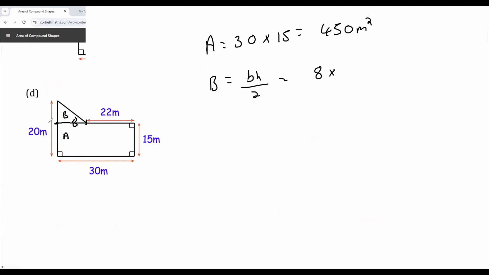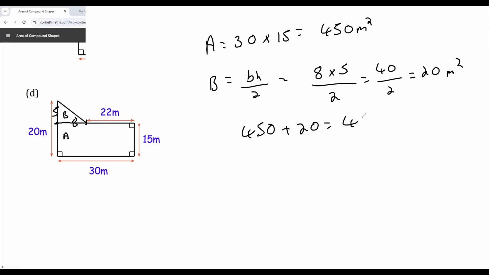So the full height of the entire shape from here to here is 20, but from here to here is 15. So if that's 15, that must make this one 5. So 8 times by 5 divided by 2 gives me 40 along the top, divided by 2 gives me 20. So this is now 20 meters squared. So then we just need to add them together. So 450 add on 20, that gives me 470 meters squared.